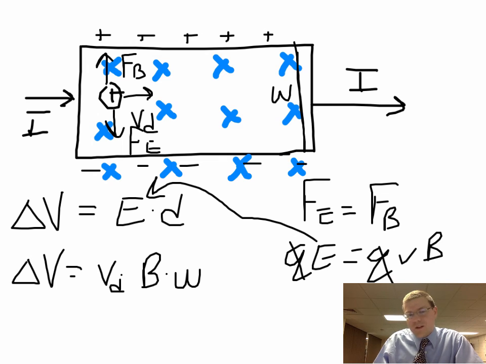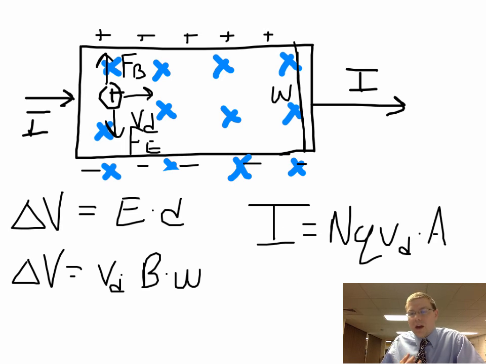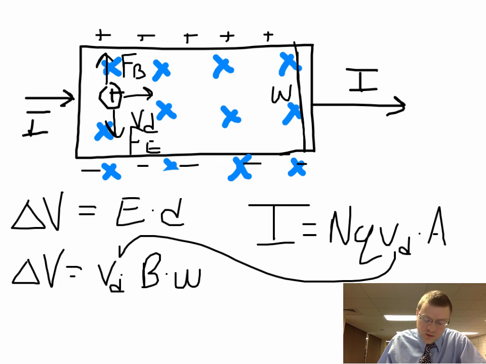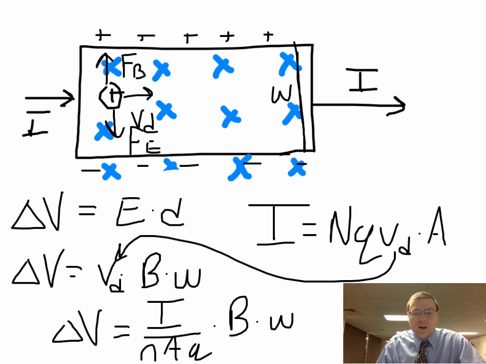If we wanted to write this in terms of the current that we knew, well, we have drift speed. We have to remember what current is. Current is NQVA, the number of charges per volume, times the area of the wire, times the drift speed, times the amount of charge. I have drift speed, so let's sub in what drift speed is into our voltage equation. So my Hall voltage would be the current over N A Q multiplied by B multiplied by the width.